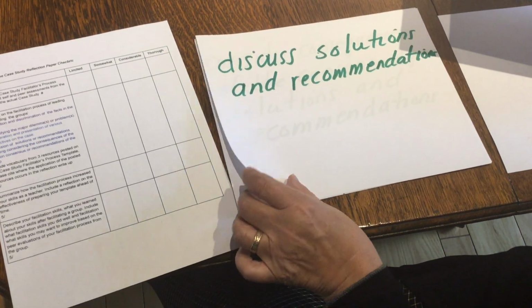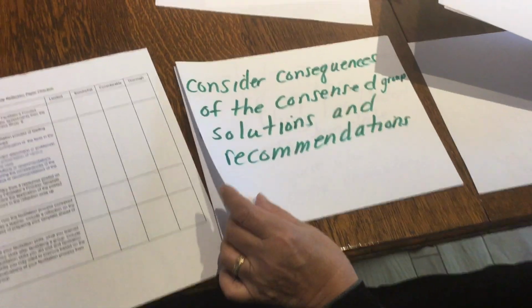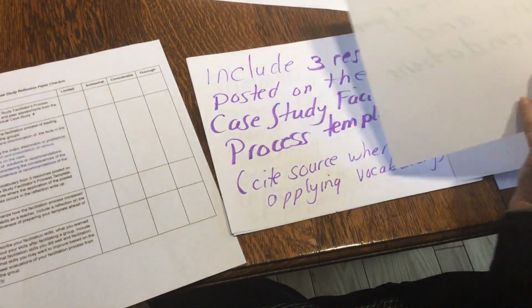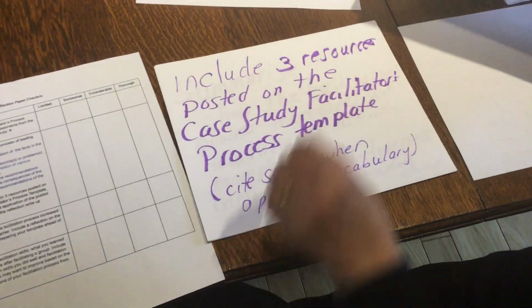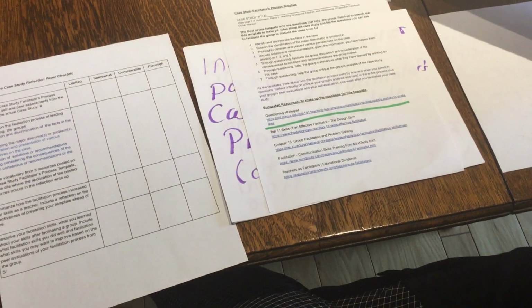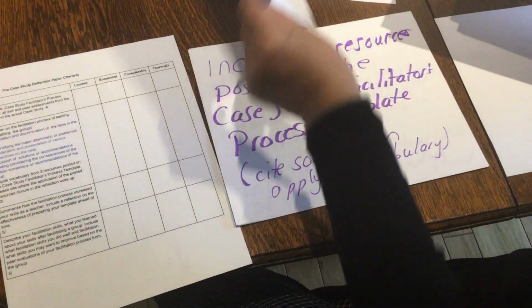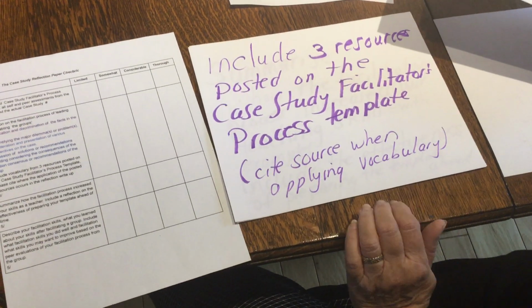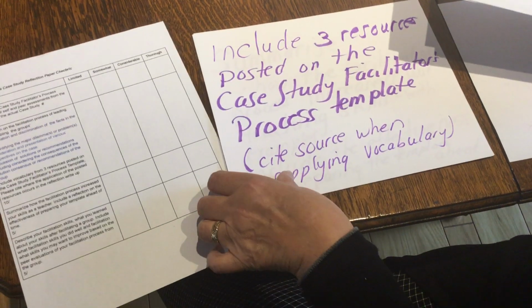Help the students discuss solutions and recommendations, and consider consequences of the consensed group solution they came up with and recommendations. In this section, when you do write it up, make sure you include 3 resources that we posted on the facilitator's template for you to look at to know how to do facilitation skills, which you probably already had but hadn't had them labeled. If you're going to cite 3 resources, please do that if you start to use the vocabulary that you learned.